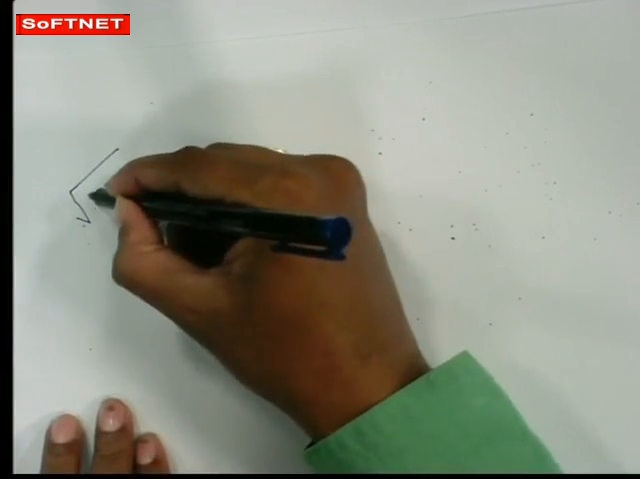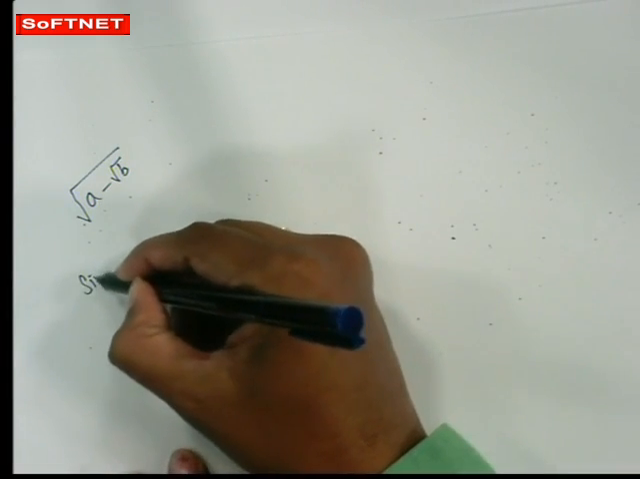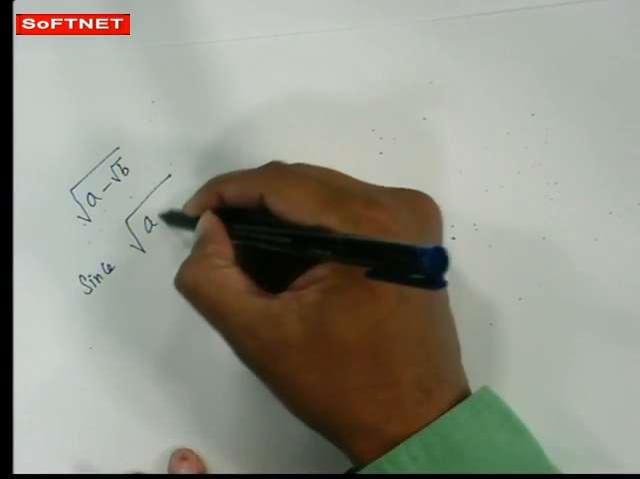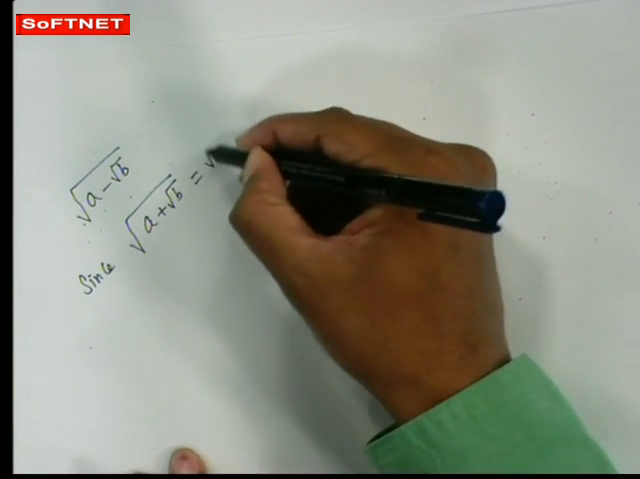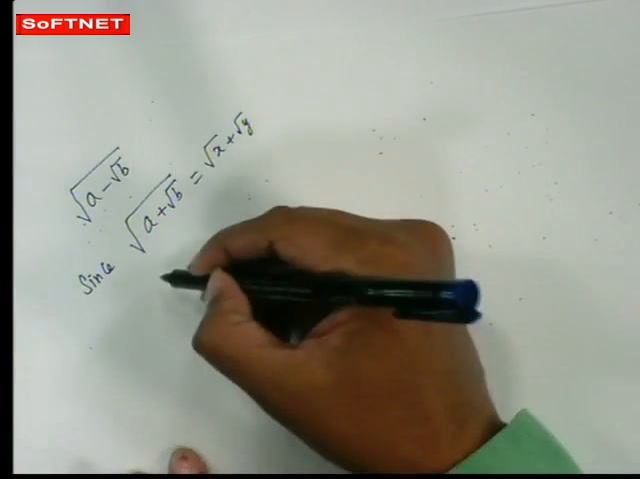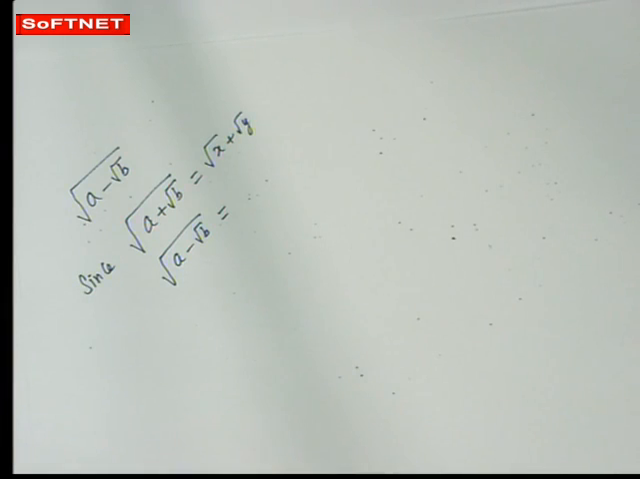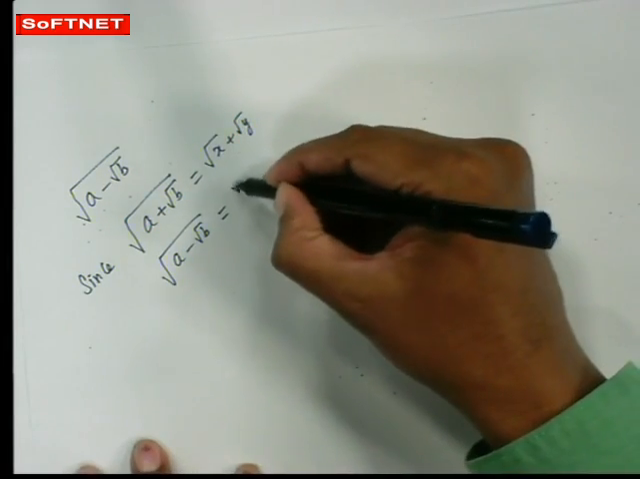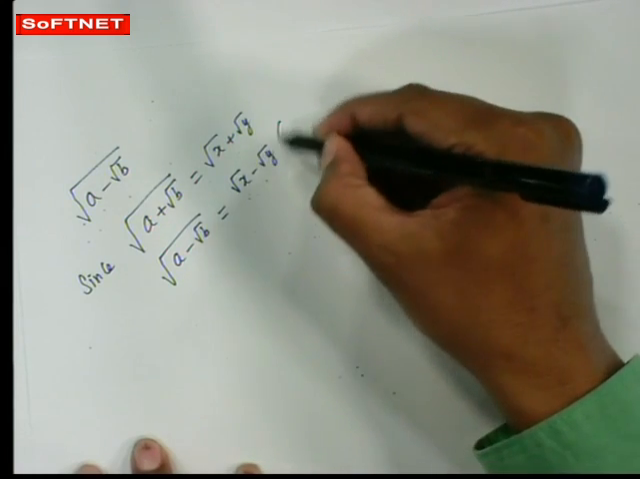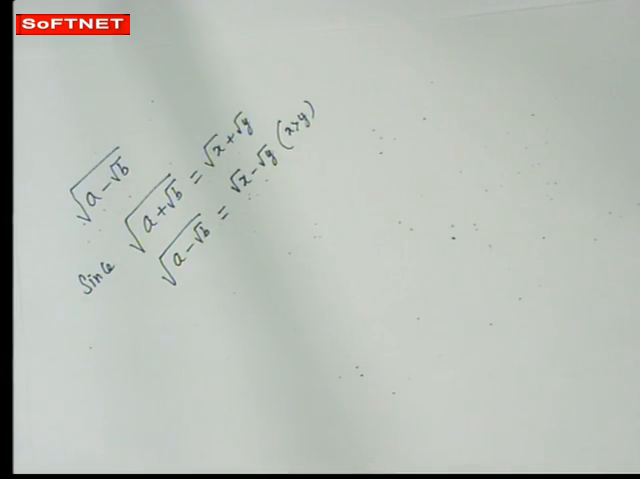Square root of a minus root b. See, since the square root of a plus root b is equal to root x plus root y, now the square root of a minus root b, what do you observe? The square root of a minus root b is the conjugate of the square root of a plus root b. So, what will be its value? Conjugate of this one, that is root x minus root y, where x is greater than y. Okay, now let us do some examples on this one.